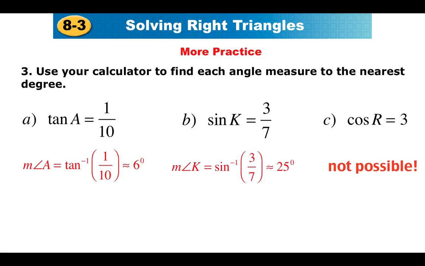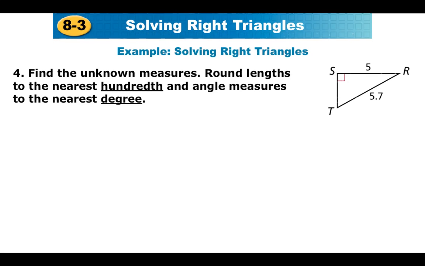Okay, so here it's going to get a little bit more challenging on the next slide, but you should be able to follow along. So in this case, problem number 4 is asking you to find the unknown measures and round lengths to the nearest hundredth and angle measures to the nearest degree. So keep that in mind as you go through the problem. Different type of rounding depending on the length is hundredths, angle is degree. So if you look at the picture, you're missing ST, you're missing the measurement of angle R and the measurement of angle T. I'm going to show you how to do this 2 ways.